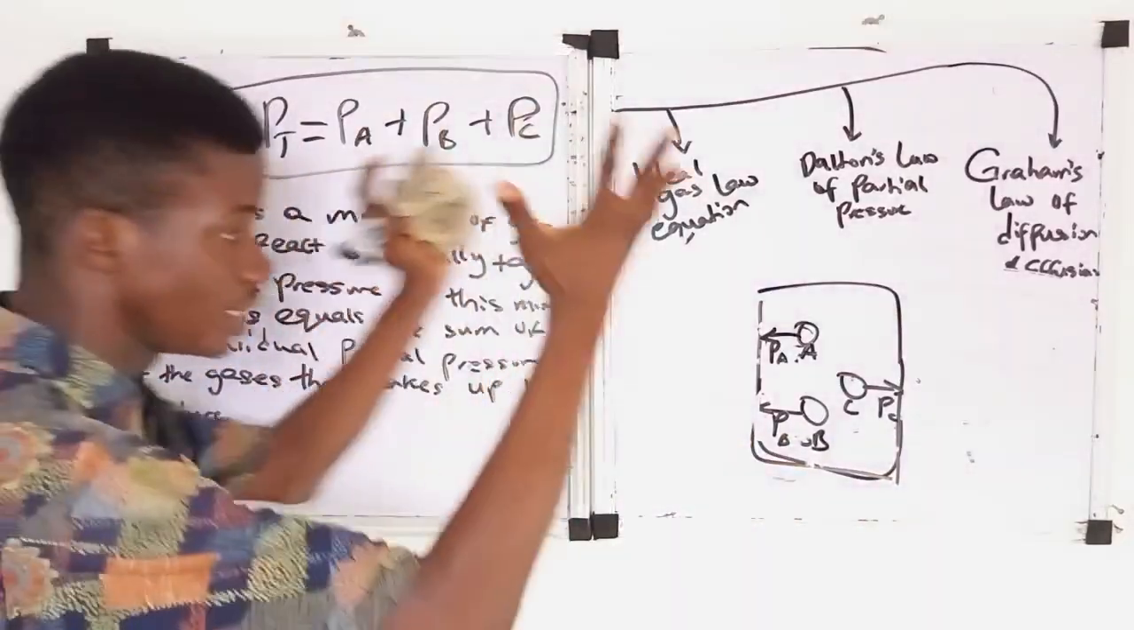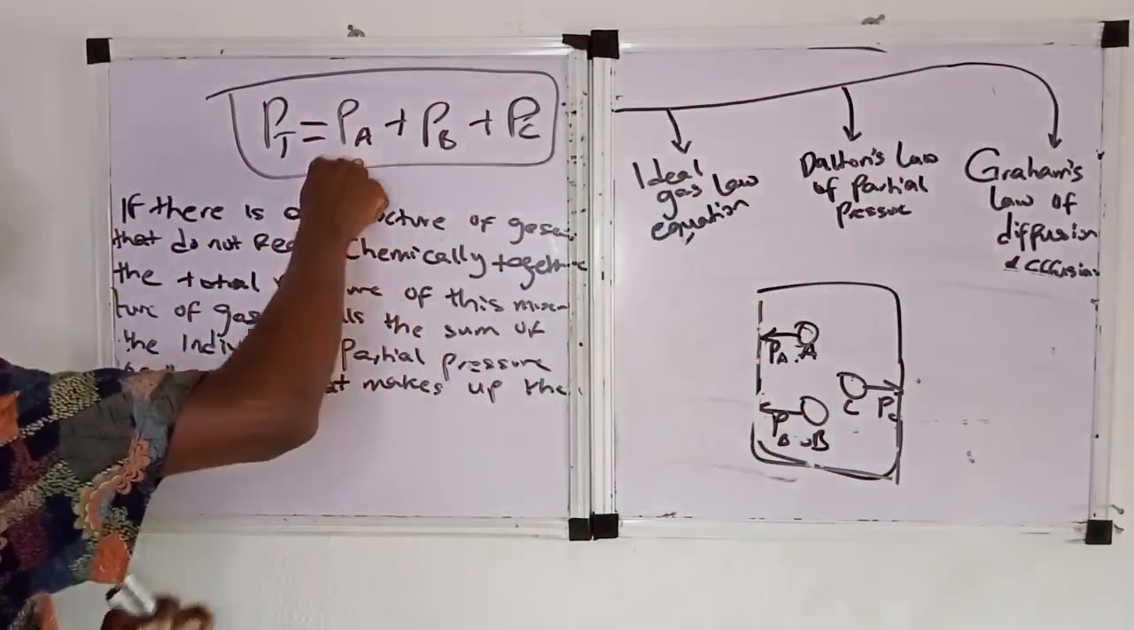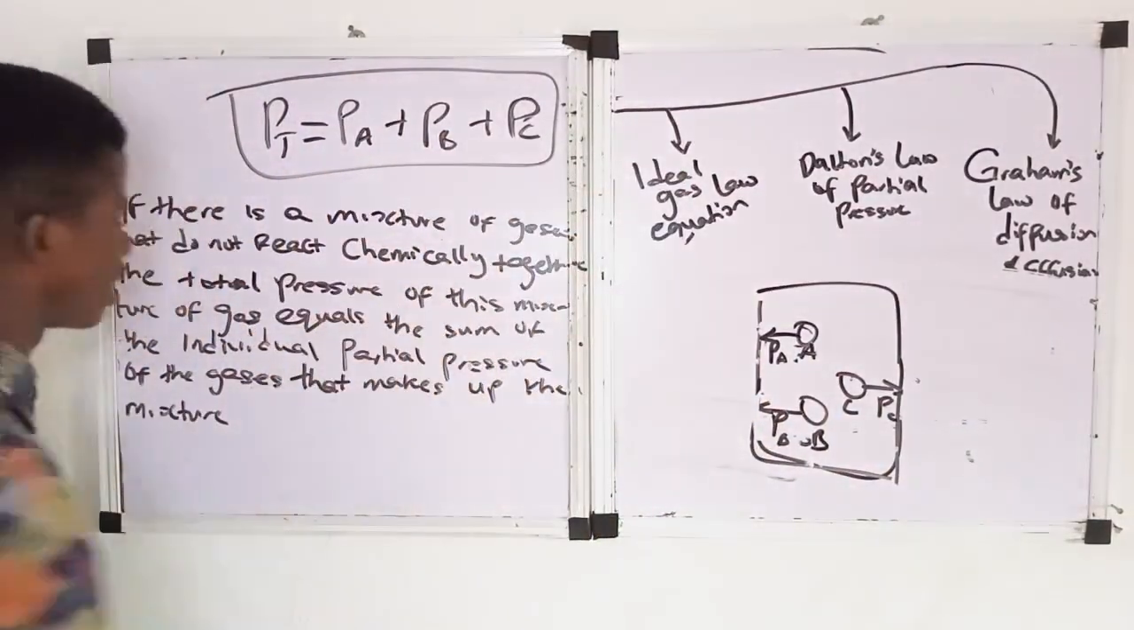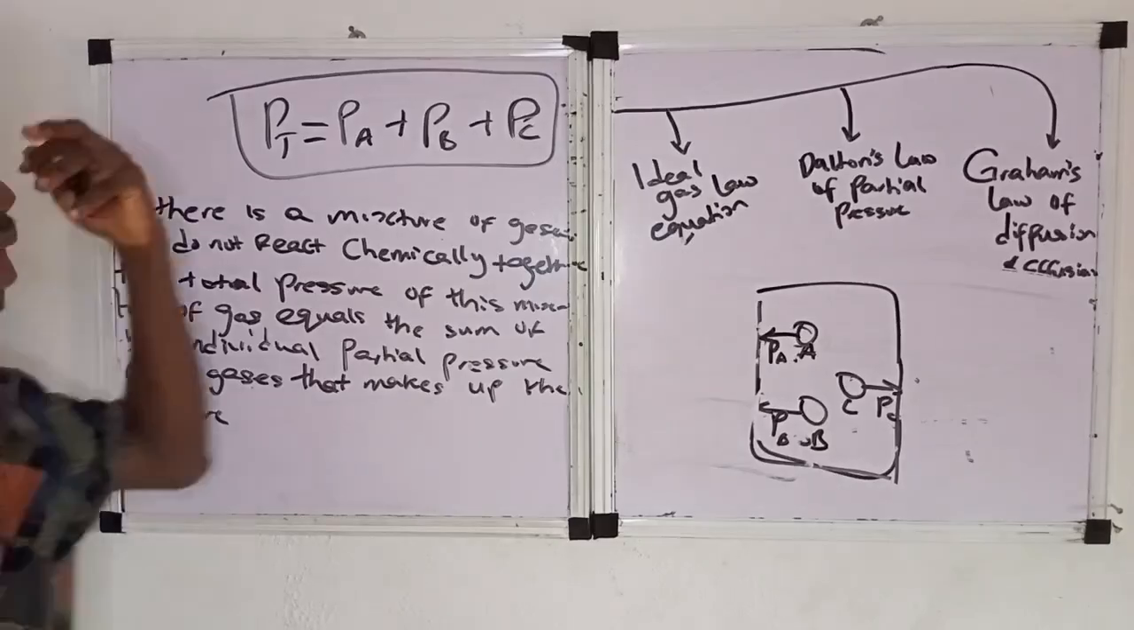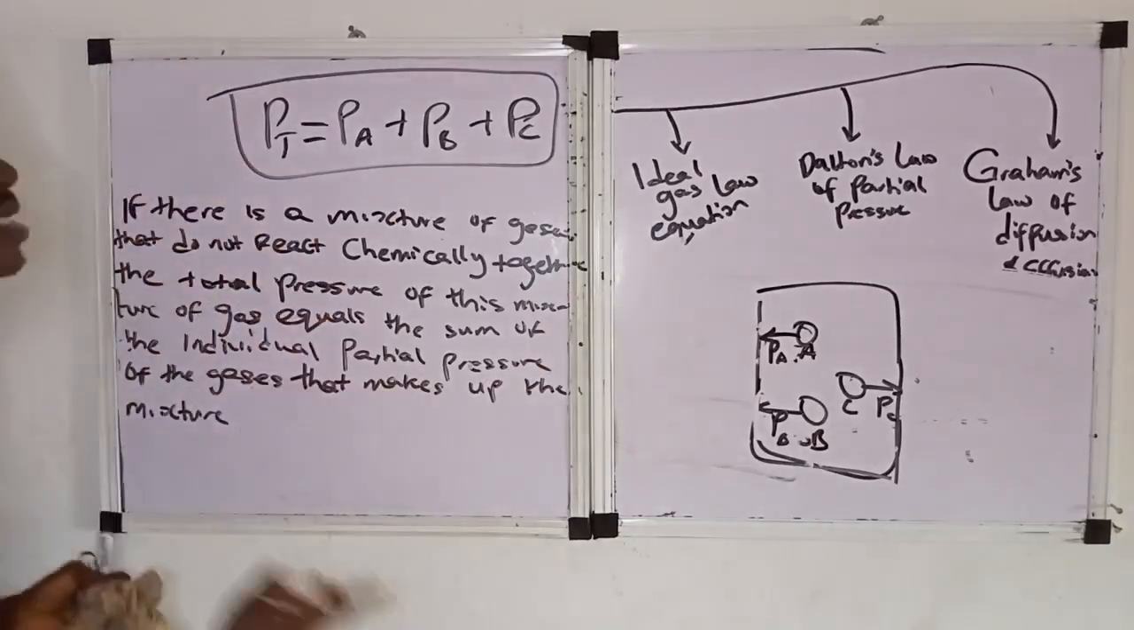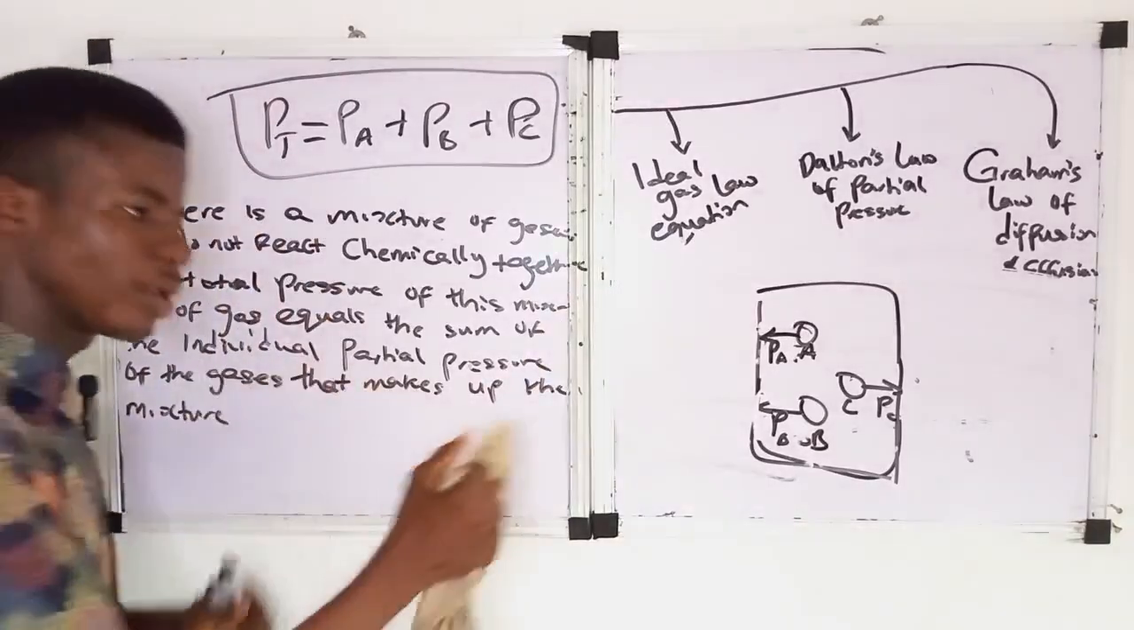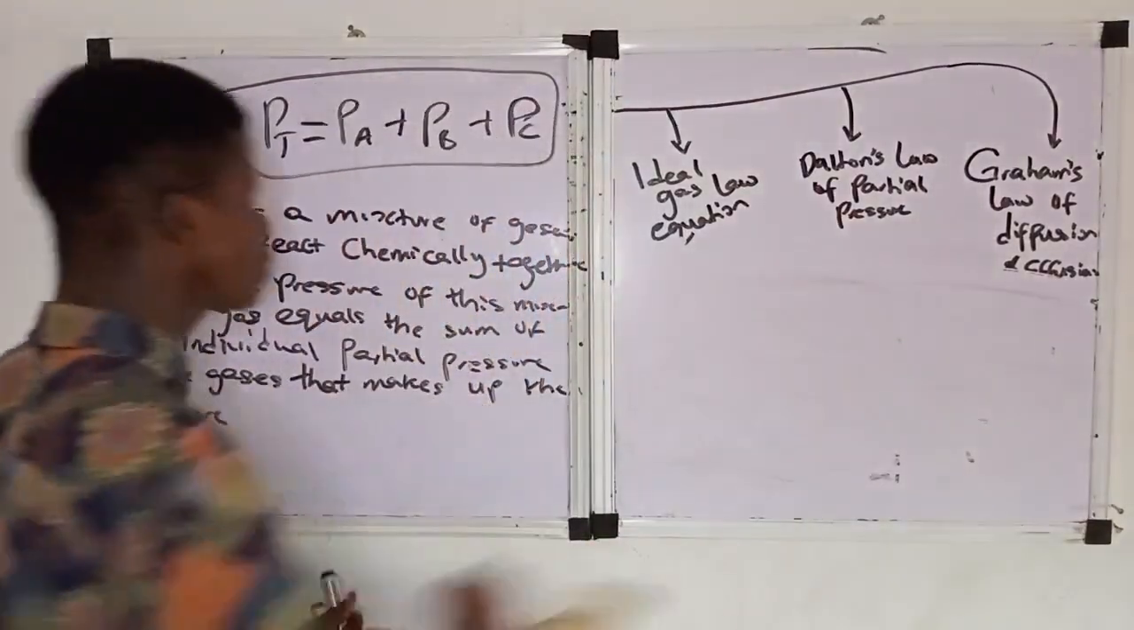So the total pressure in this mixture of gas will equal what? The sum of their individual partial pressures, right? Yes. So that is what the law of partial pressure is telling us. Now we are not done yet, okay? We are not done.